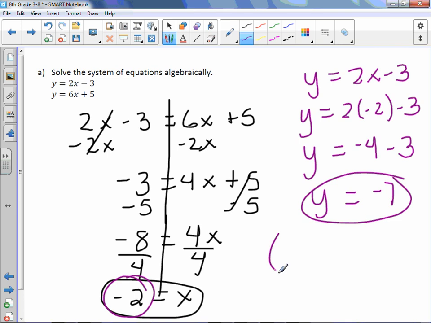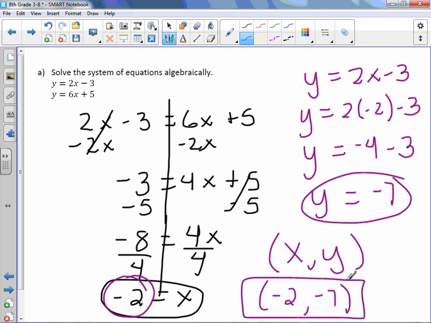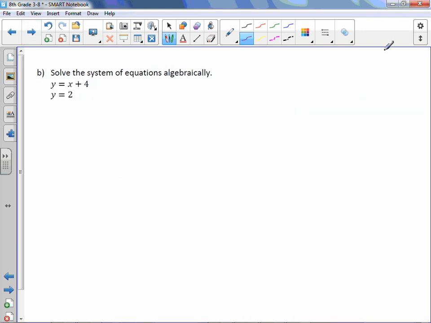So your answer, if you put it in xy form, which you should, your x is negative 2, your y is negative 7, and that's it. So if you were to graph these lines, they would intersect at the point negative 2, negative 7. Let's do another one. Letter B.